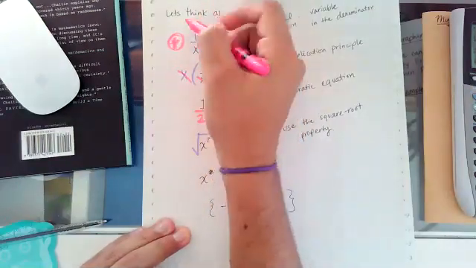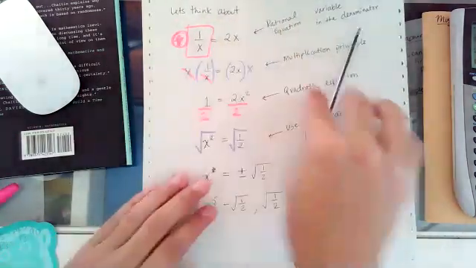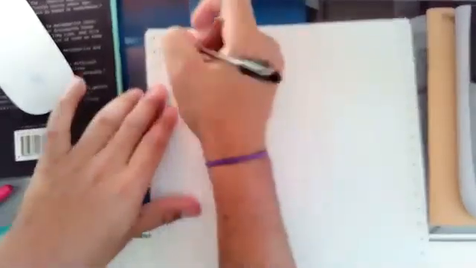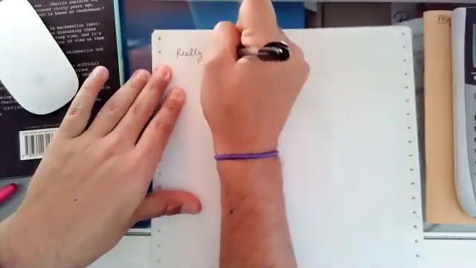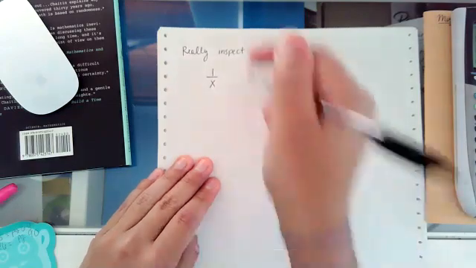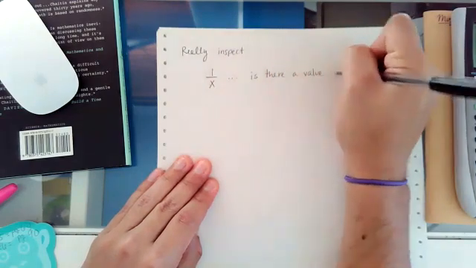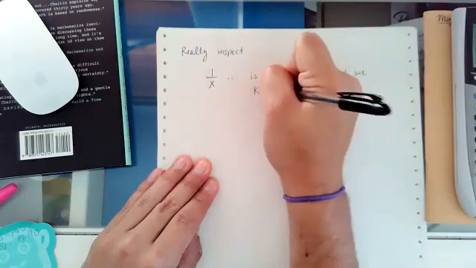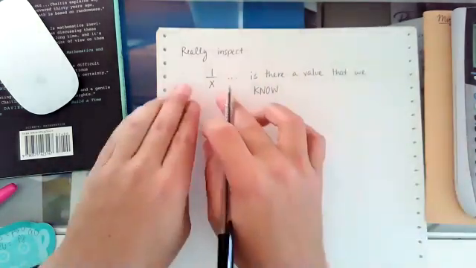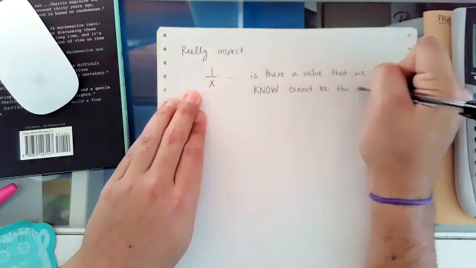this term right here, and ignore the right-hand side. So let me erase all of this. And let's really inspect 1 over x. Is there a value that we know for a fact, without solving the equation, cannot be the value of x?